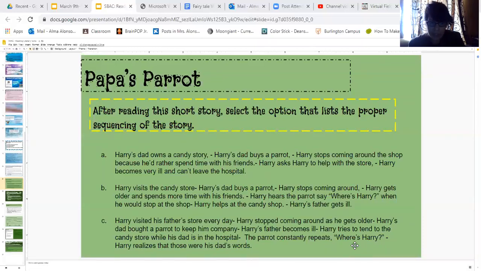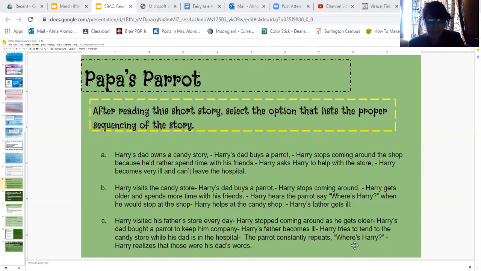Let's read the last one, letter C. Harry visits his father's store every day. Harry stopped coming around as he gets older. Harry's dad bought a parrot to keep him company. Harry's father becomes ill. Harry tries to tend to the candy store while his dad is in the hospital. And the parrot constantly repeats, "Where's Harry?" Harry realizes that those were his dad's words.